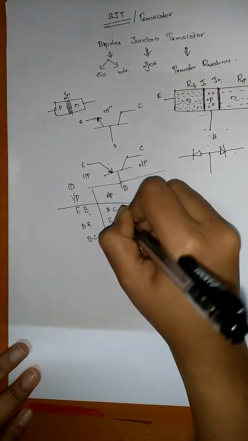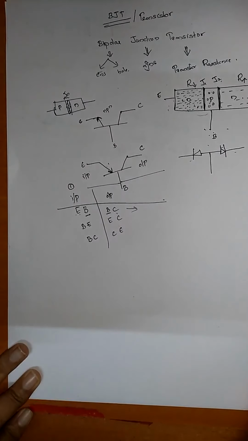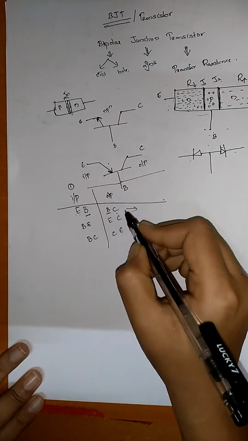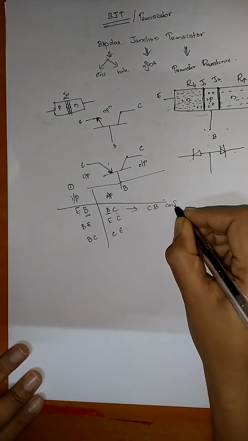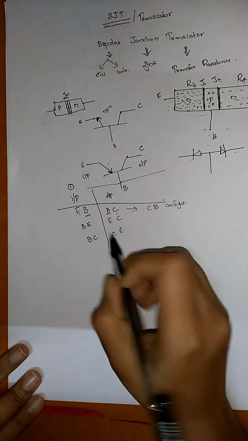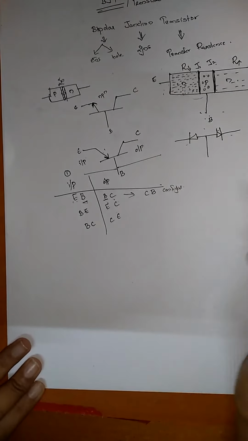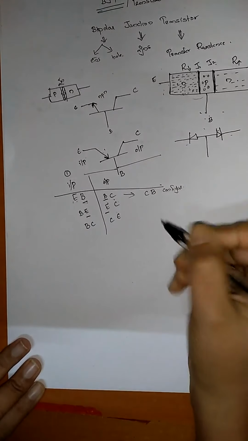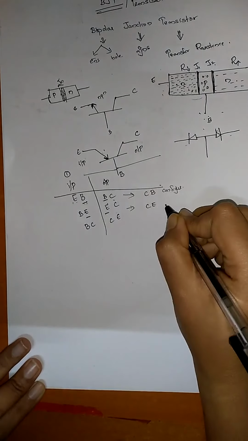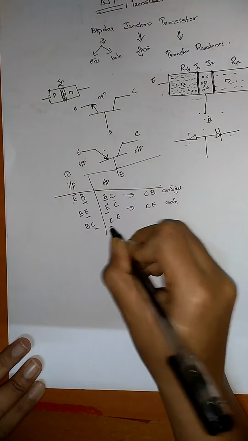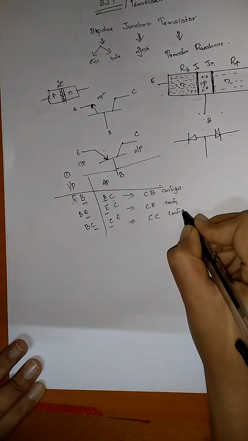See here, if I am taking the first combination, then I can say my base is common to input and output. So I can call this configuration a common base configuration, because the base is common to the input and output terminals. Similarly, in the second case, the emitter is common to the input and output, so I can say my configuration is a common emitter configuration. Similarly, in the last case, the collector is common to the input and output, so I can call this configuration a common collector configuration.